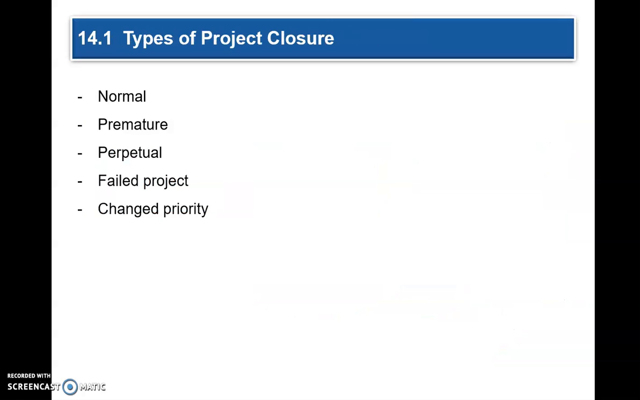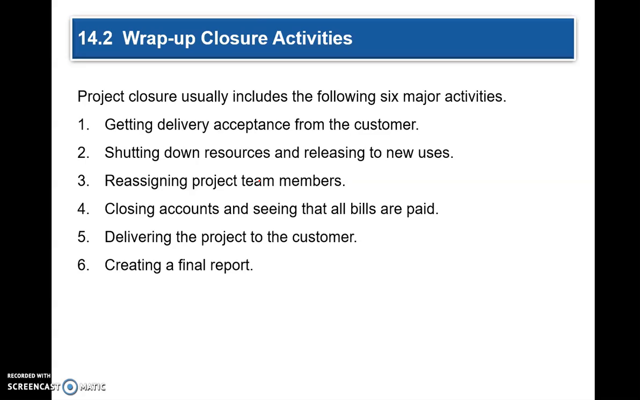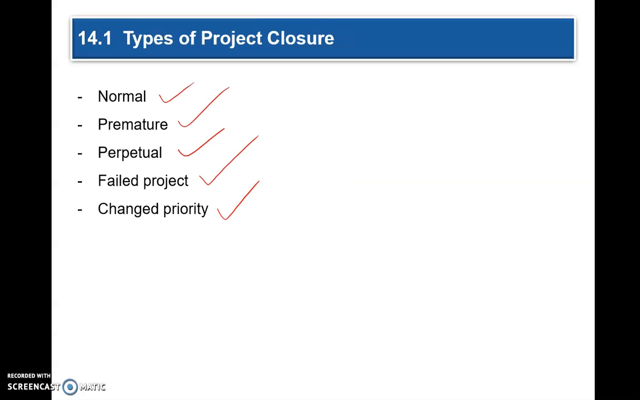There are 5 types of project closures from this book. One is a normal closure. Another one is a premature closure. There is a perpetual closure. There's a failed project, and then changed priority. So you can see from the names itself exactly what's happening.